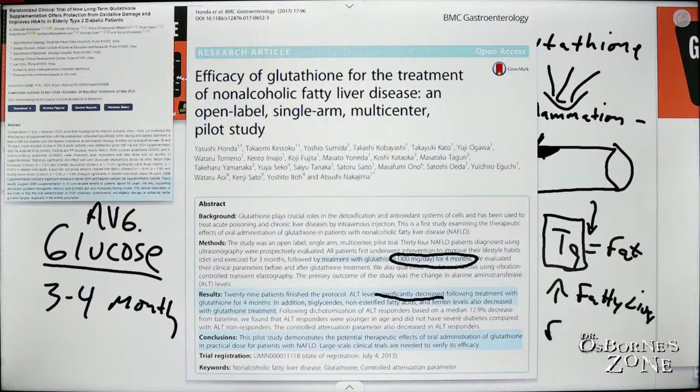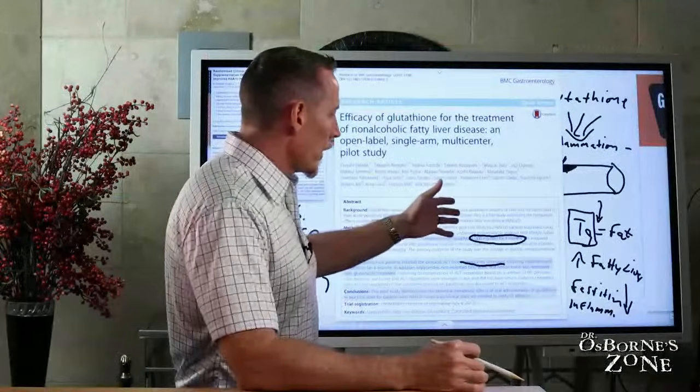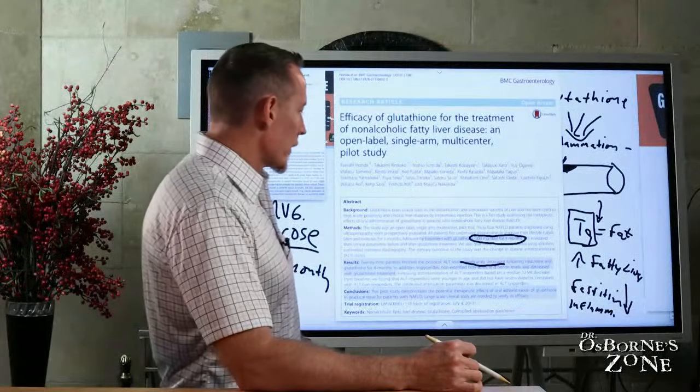Ferritin was also lowered by glutathione. Ferritin is an indicator for inflammation. So it's what's called an acute phase reactant protein. It's a protein released by the liver when the liver's inflamed. So if you have high ferritin levels, what this study is showing is glutathione was actually helpful at lowering those elevations.